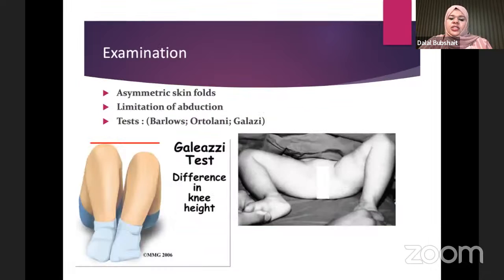Now, for examination, the common thing that we're taught about is the abnormal skin folds, where you see on the dislocated side it is deeper and just below the anal verge, and the Galeazzi will show not a tibial but an anterior shortening in the femur.